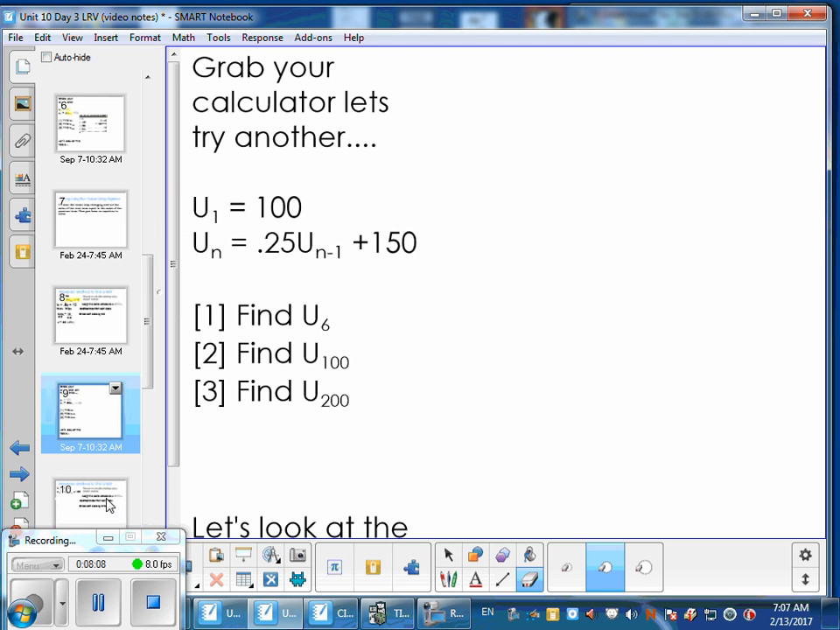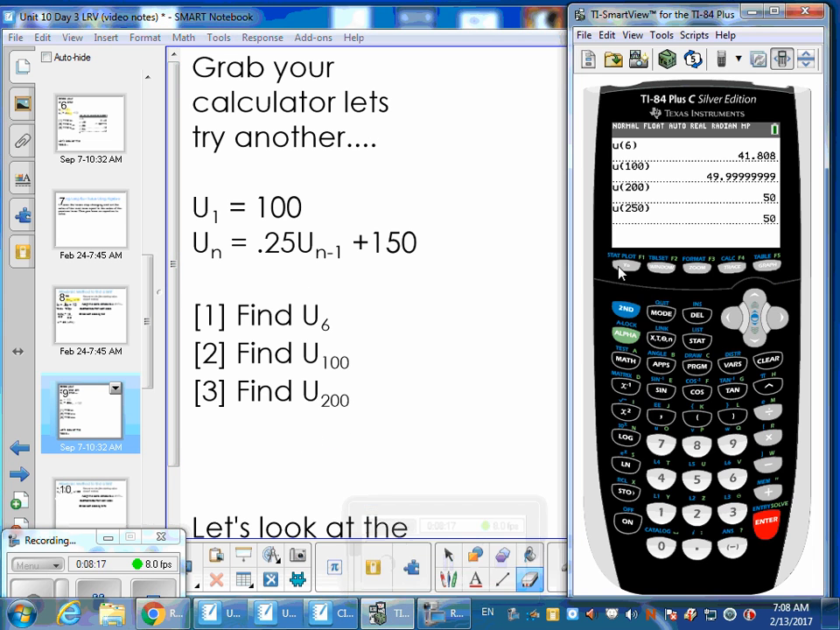So now what I want you to do is pause the video and see if you can plug this into your calculator and find the long run value with your calculator, okay? All right, so I'm going to go to y equals. I'm still starting at u1, so that first part's going to stay a 1. I'm going to change this to 0.25.